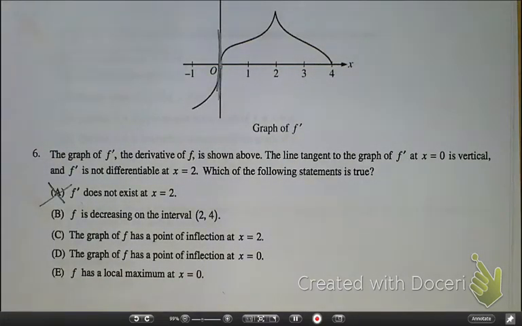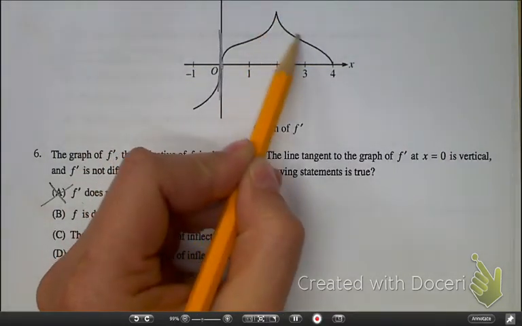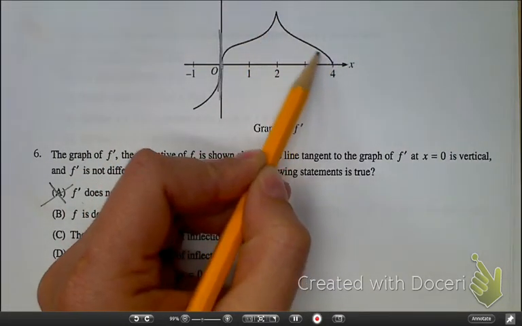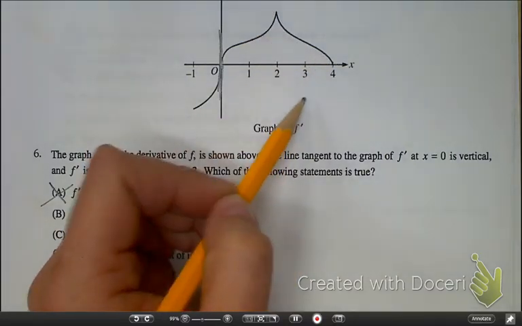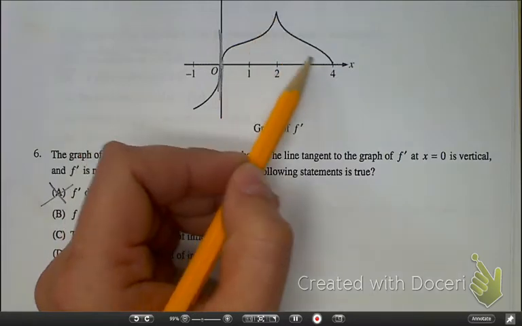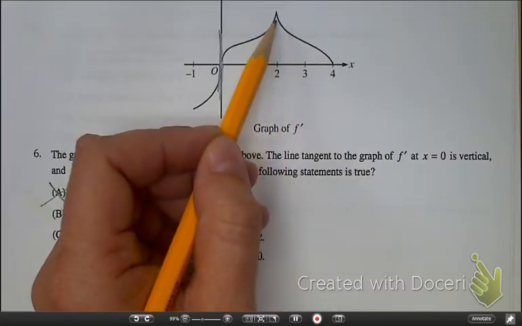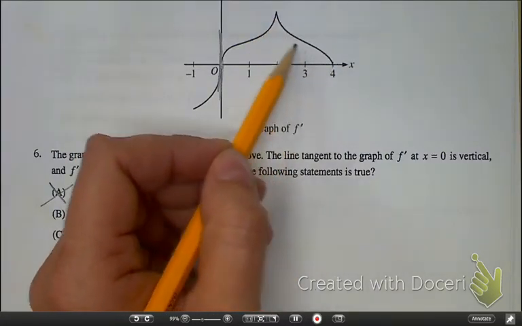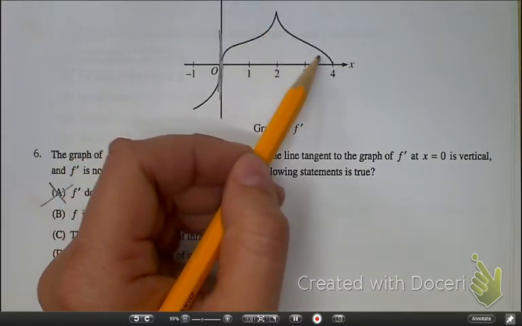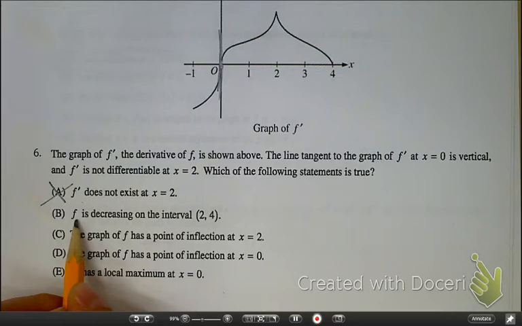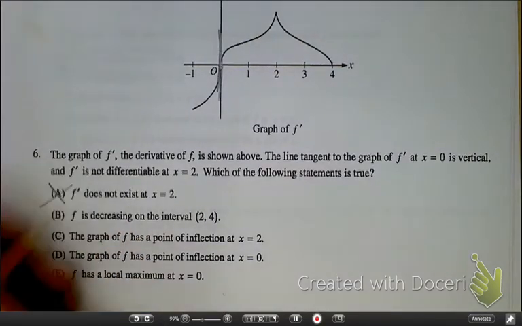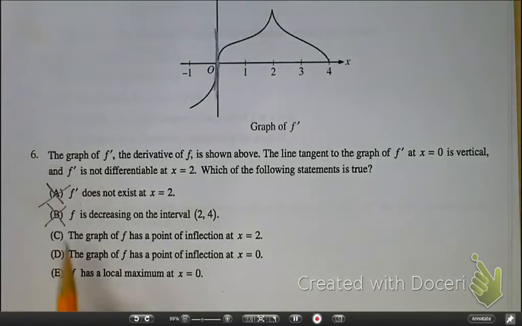B, f is decreasing on the interval from 2 to 4. So from 2 to 4, they said that f is decreasing. Well, no, because the first derivative is positive. This is a graph of the first derivative, and it is a positive value here in between 2 and 4. So since the first derivative is positive, the original function would have been increasing on this interval. Again, if I was going to correct this to be a true statement, I would have said f prime is decreasing on the interval from 2 to 4. But f is not. F is increasing.